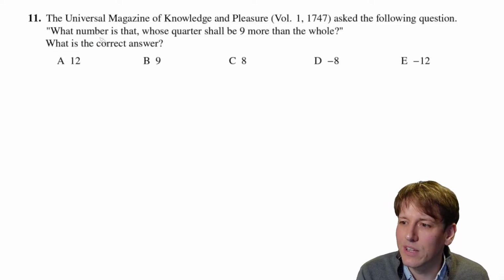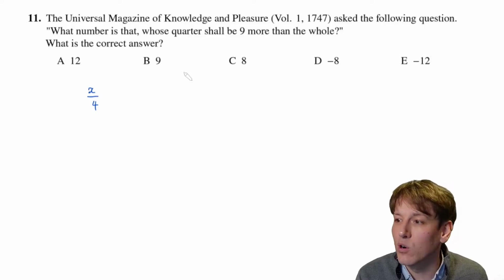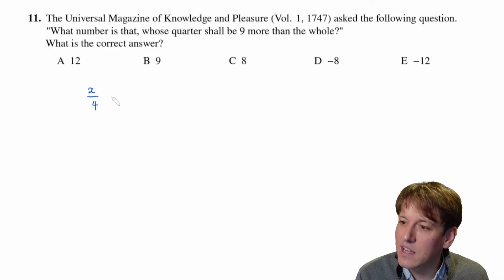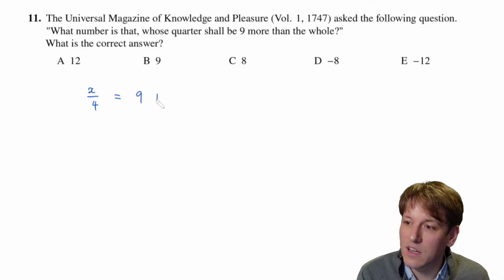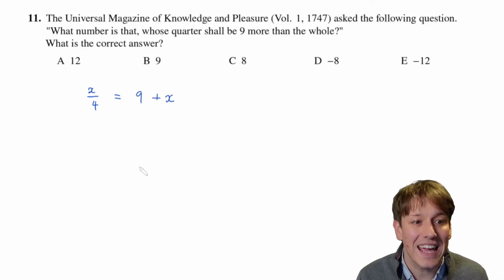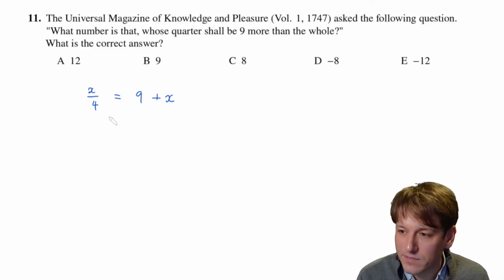So let's call that number x, and then its quarter will be a quarter x, or x divided by 4. And it says x divided by 4 is 9 more than the whole, i.e. 9 more than the value of x. So I've got x over 4 is equal to 9 plus x.